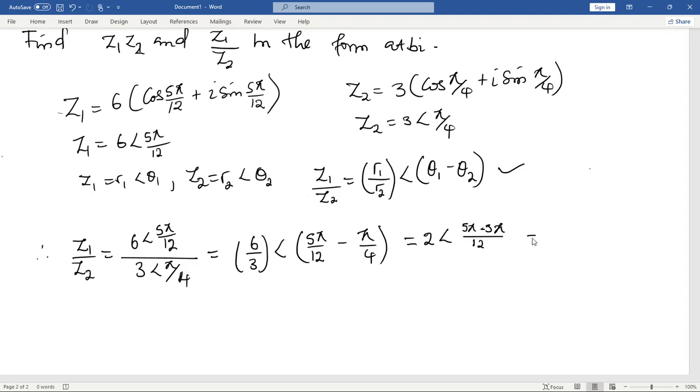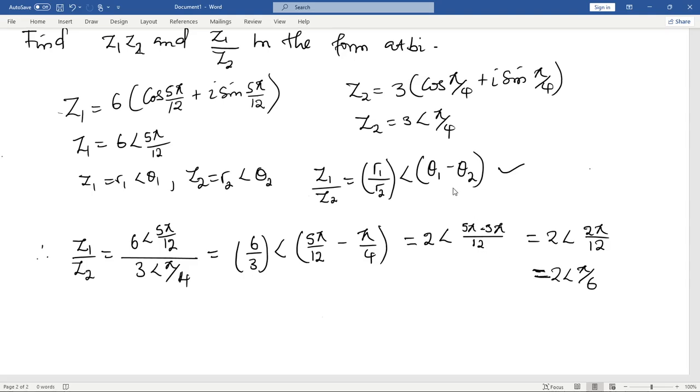So basically here we're going to have 2 here and 2 pi over 12 here. So this can still be simplified there. So here we're going to have 2 like this. Then here 2 into 2, 1, 2 into 12, 6 here. So we're going to have pi over 6 like this. So therefore we have Z1 divided by Z2 in polar form. It is expressed like this.